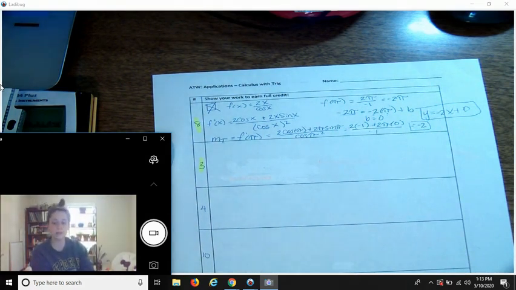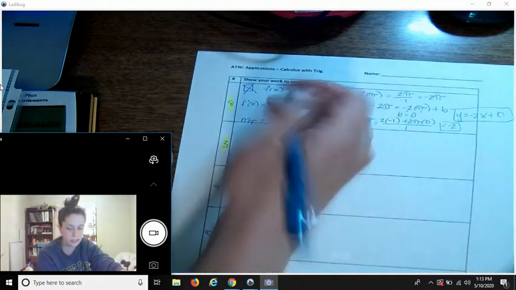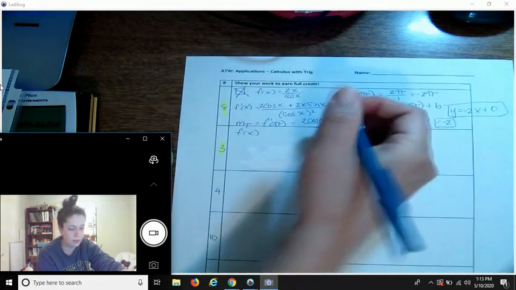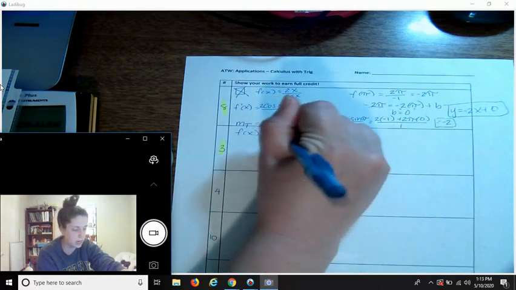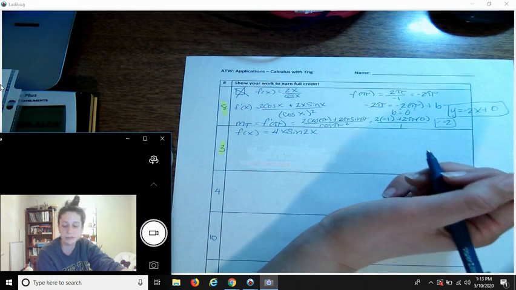Okay, only 2 more. Number 3. Is there any? Nope, nothing specific on number 3. They gave us a function. I think this was really similar. f of x equals 4x sine 2x. This was also not calculator active.